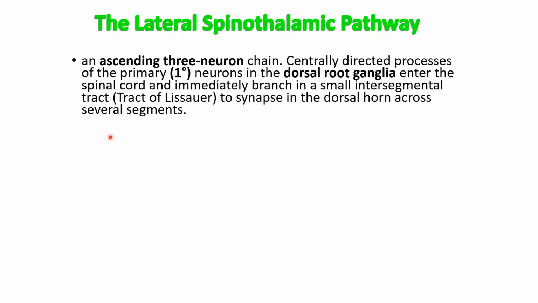The lateral spinothalamic pathway is an ascending three-neuron chain. Centrally directed processes from peripheral nerves, who have their cell body in the dorsal root ganglia, enter the spinal cord, and then immediately branch into a small intersegmental tract known as the tract of Lissauer to synapse in the dorsal horn across several segments on that same side.